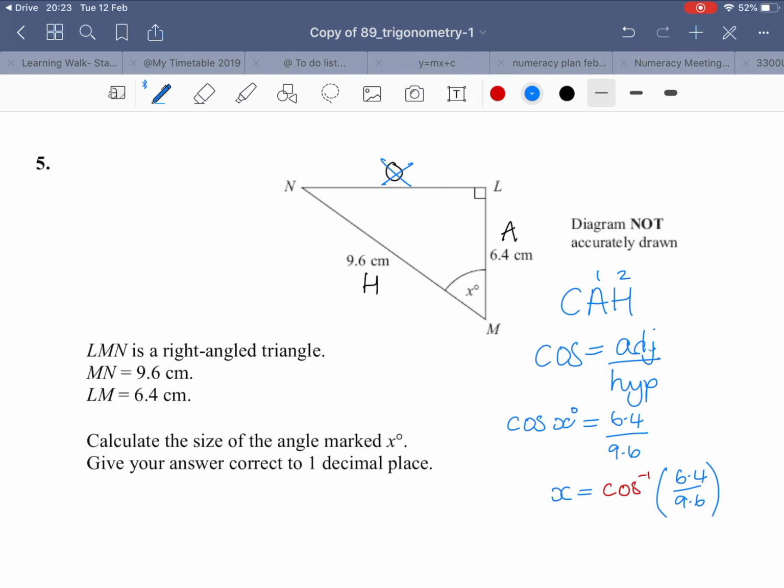Shift cos, 6.4 divide 9.6. And that's going to come out as 48.1896. I'm allowed 1 decimal place, which means my cutoff point is here. So my final choice for my angle is 48.2 degrees.